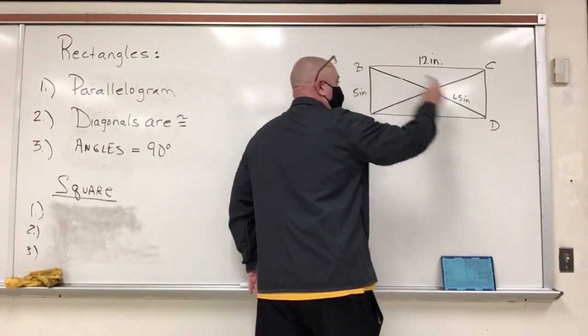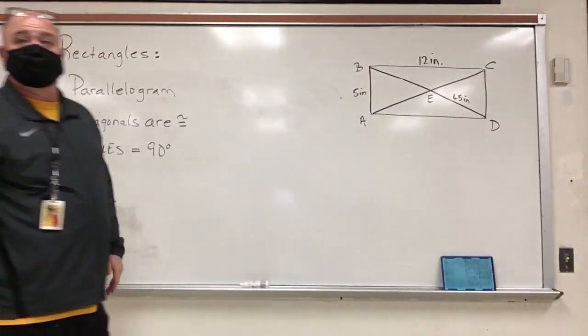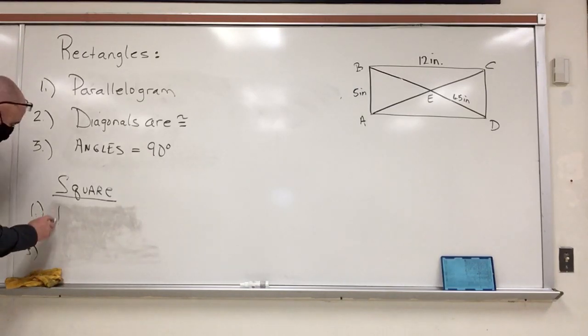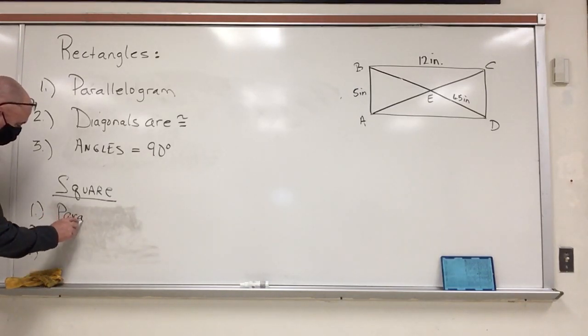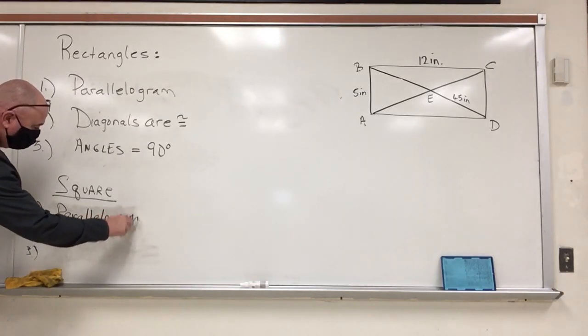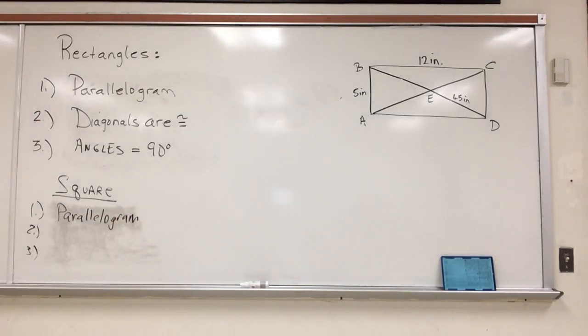This has to be equal to this, and then those angles have to be 90 degrees. Okay? All right, squares. Three things make a square. Number one, it's got to be a parallelogram. These four things got to take place.